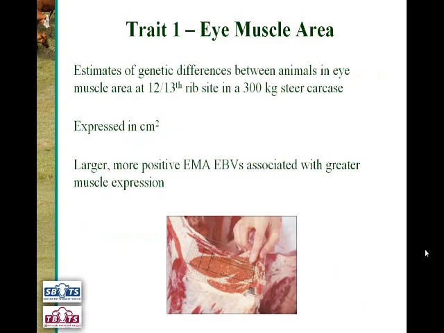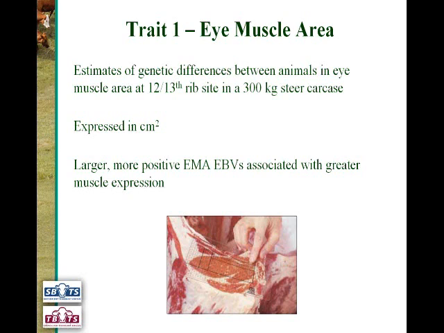So the first EBV that we have tonight is the eye muscle area EBV. As the name suggests, it's giving us differences between animals in the size of the eye muscle between the 12th and the 13th rib in a standard 300 kilo steer carcass. When we're talking about the eye muscle area, as is demonstrated in this picture, you can obviously see we've got the area of the muscle there between the 12th and the 13th rib, and the eye muscle area is giving us an EBV of any genetic differences that may exist between animals in a standard carcass weight.